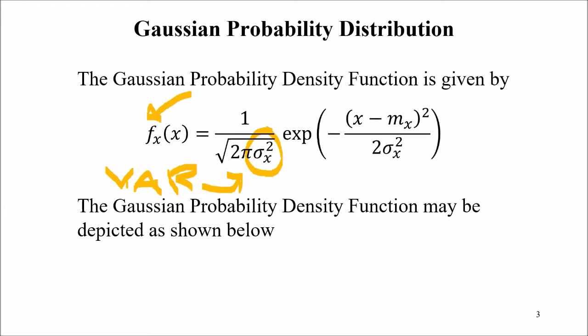Times e to the power of, and then we have a minus, and then in the numerator x minus m sub x. This m with the subscript x is the mean value, that is the average value, of the random variable. And again, the variance shows up in the fraction for this exponential function. So it's minus x minus m sub x, squared, in the numerator, divided by 2 times the variance sigma x squared. And we can plot this as a function of x as follows.